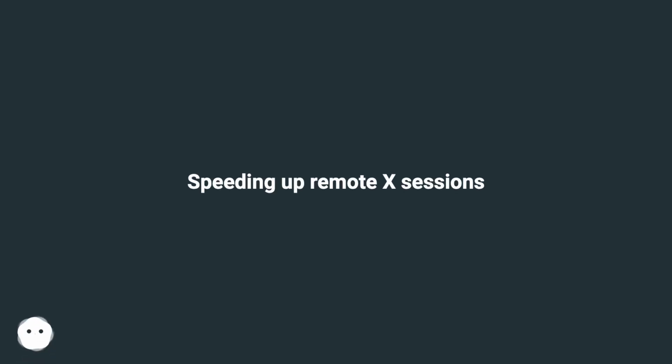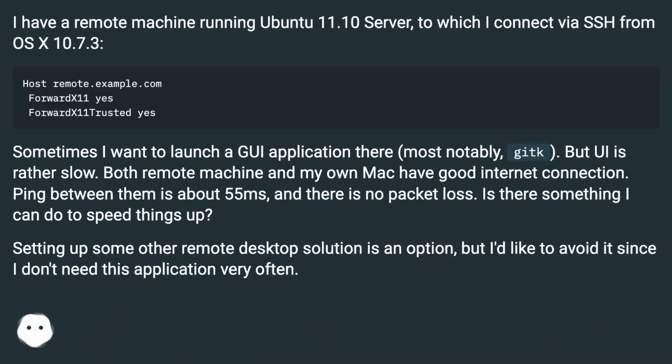Speeding up remote X sessions. I have a remote machine running Ubuntu 11.10 server, to which I connect via SSH from OS X 10.7.3. Sometimes I want to launch a GUI application there, most notably GIC. But the UI is rather slow.